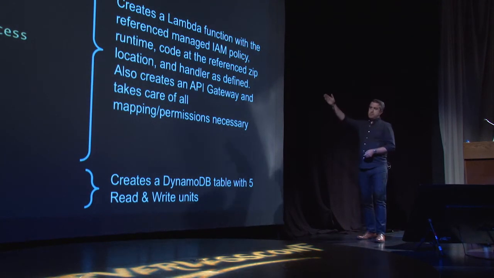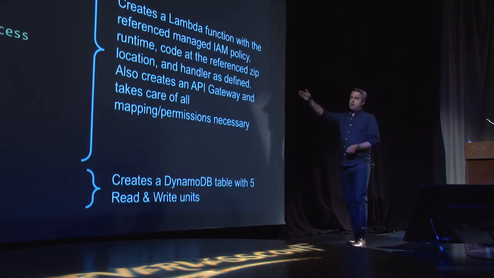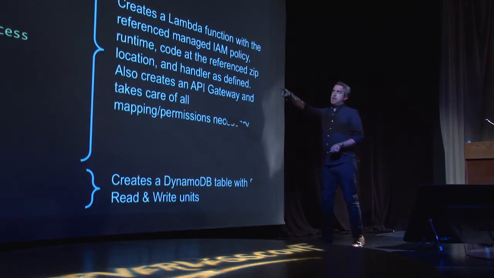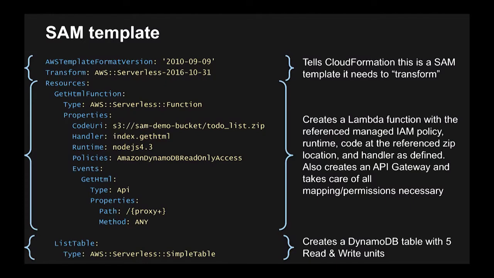Then we have basically the bulk of our code right here. So we see here that this is a function, AWS serverless function. We have then the code URI where the code lives, the handler we're going to point to, the runtime, policy, and you could actually have a full policy document put into this. And then down below here where it has the event tied to it, we have a get HTML call, basically of type API.